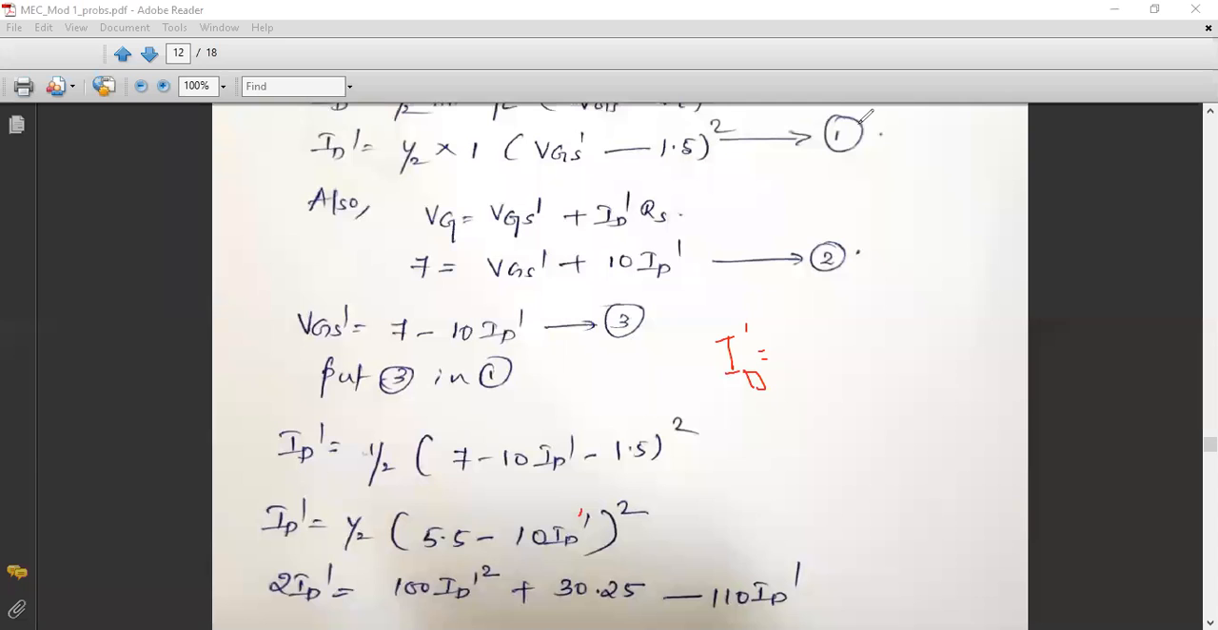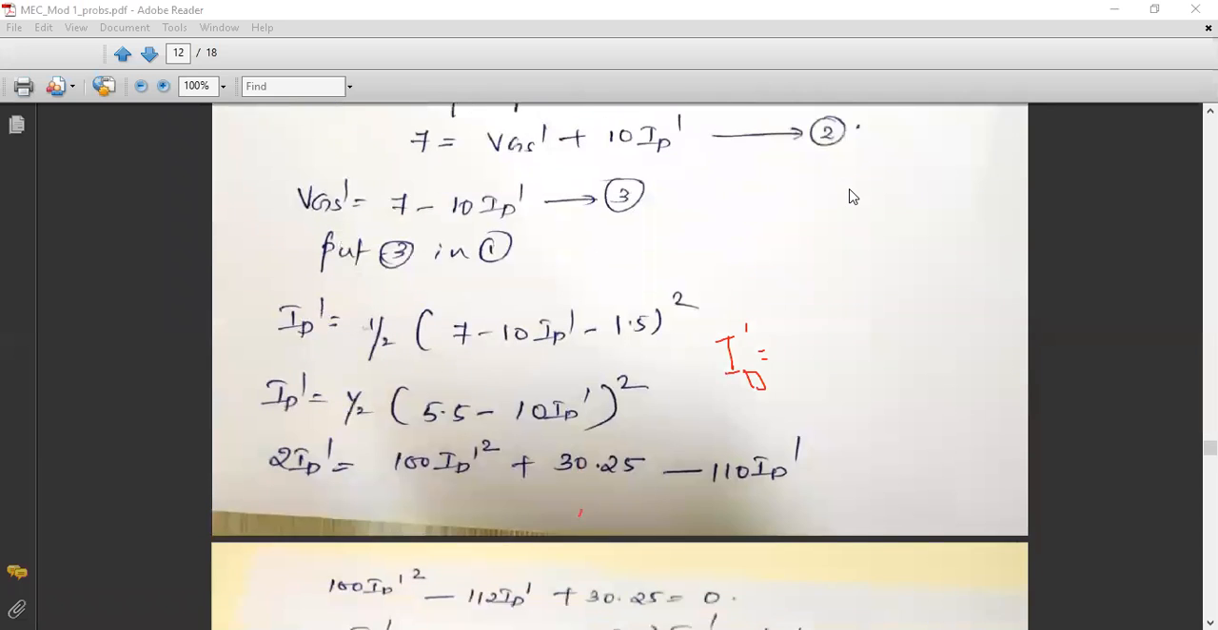Write the equation in ax square plus bx plus c format. So you will get this equation. Please check. Everyone is getting this equation: 100 ID dash square minus 112 ID dash plus 30.25 equal to 0.